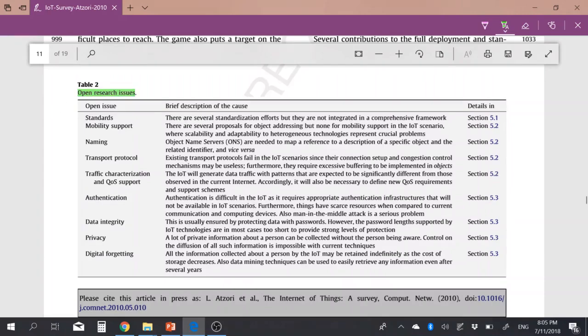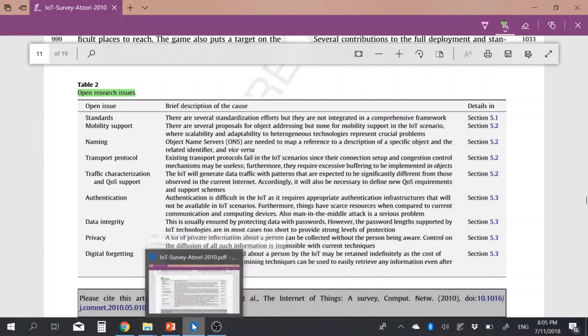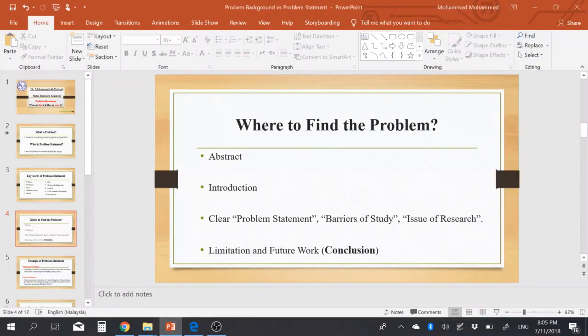You can see here. So you can support your problem statement from this table if you are writing about Internet of Things or mobile applications. Sometimes you can find it in the limitations. Some authors write limitation of study, or future work, and both can exist in the conclusion.